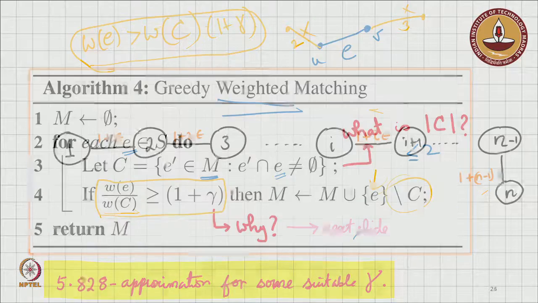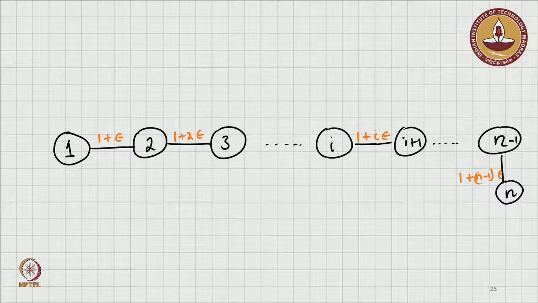Let's think about it a little bit. Let's play with an example. If you look at this example, your input graph G is a weighted graph that has n vertices, and the edges go from 1 to 2, 2 to 3, 3 to 4, and so on. And the weights are 1 plus epsilon, 1 plus epsilon, 1 plus 2 epsilon, and so on. So in general, if you have a vertex i and i plus 1, the edge between them has weight 1 plus i epsilon. Okay. Now let's suppose we use this condition.